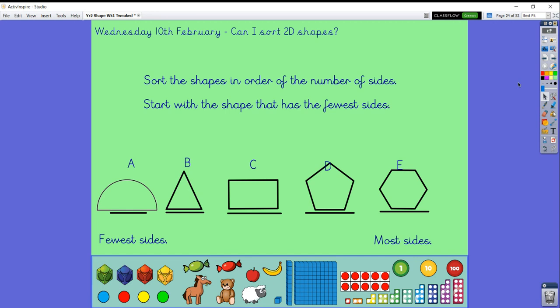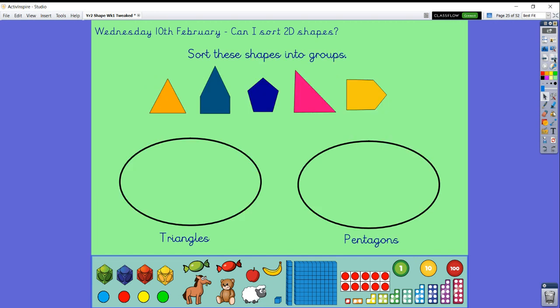Great sorting. Let's move on to a different type of sorting. We've got two circles here, and it says, can you sort? This circle is labelled triangles, and this one is labelled pentagons. Have a think, which shape is going to go into which group?